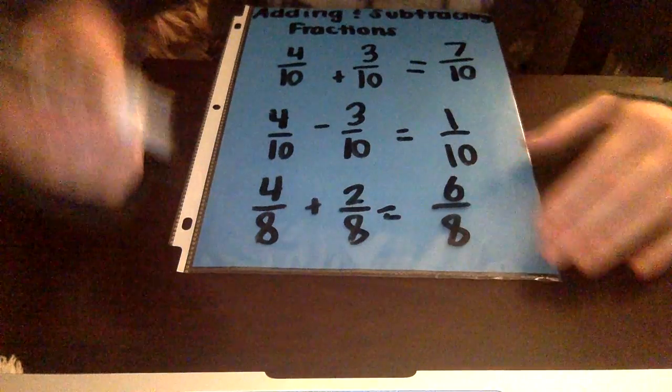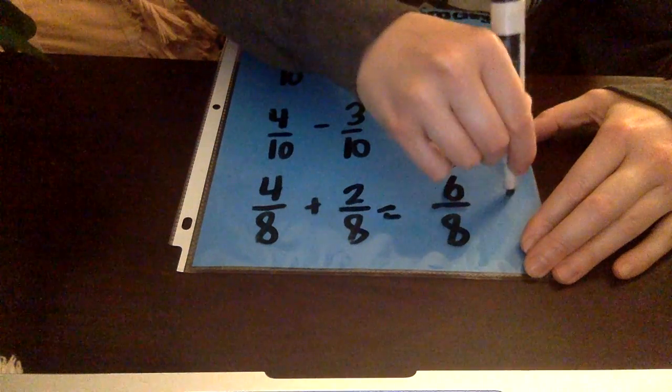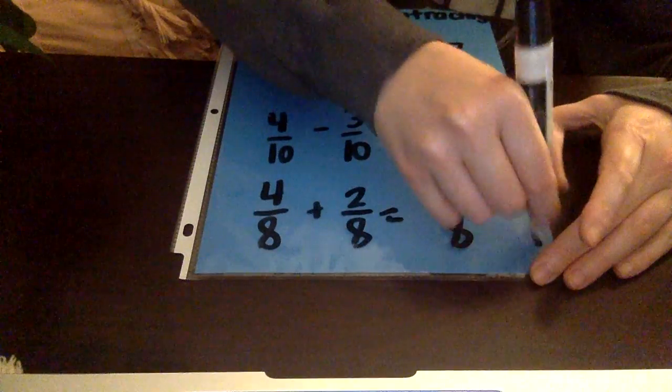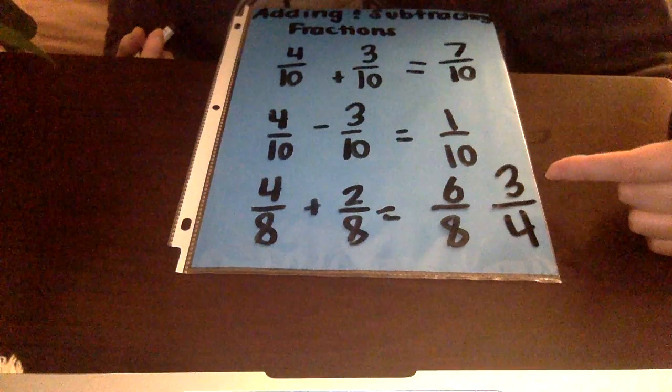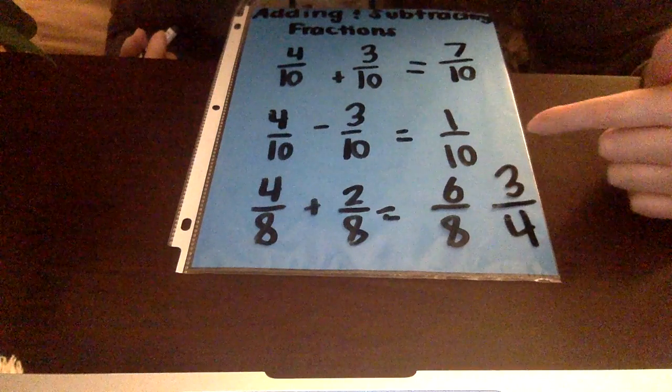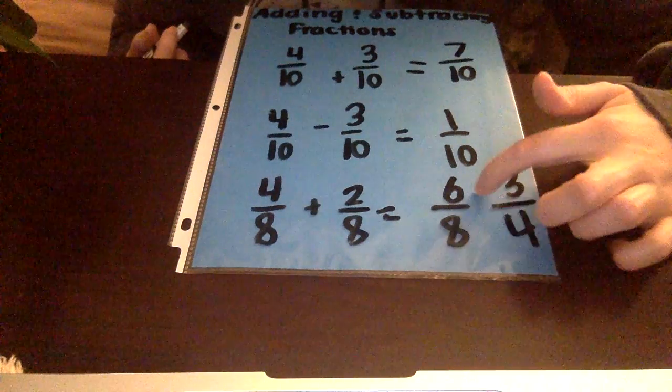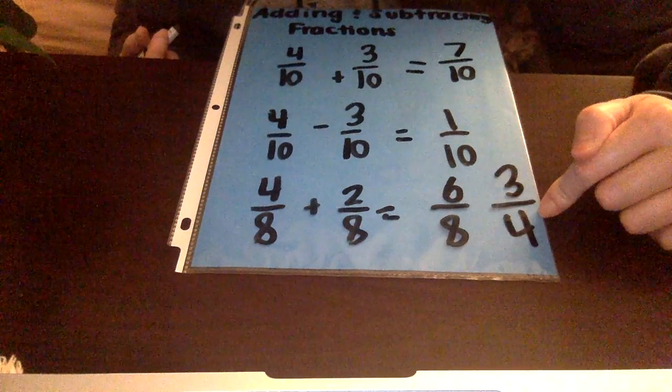So if I divide 6 by 2, I'm going to get 3, and if I divide 8 by 2, I'm going to get 4. So 3/4 is also an appropriate answer for this particular problem. It's an equivalent of 6/8, and it's also this answer, 6/8, in its simplest form.